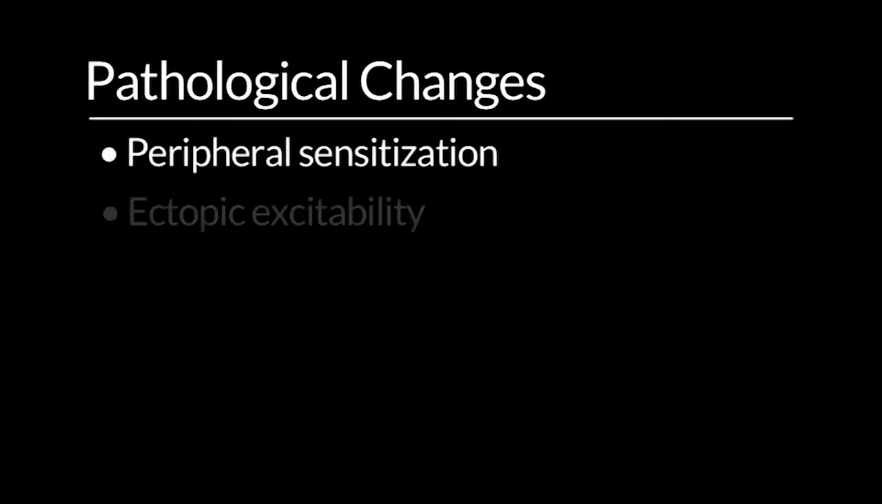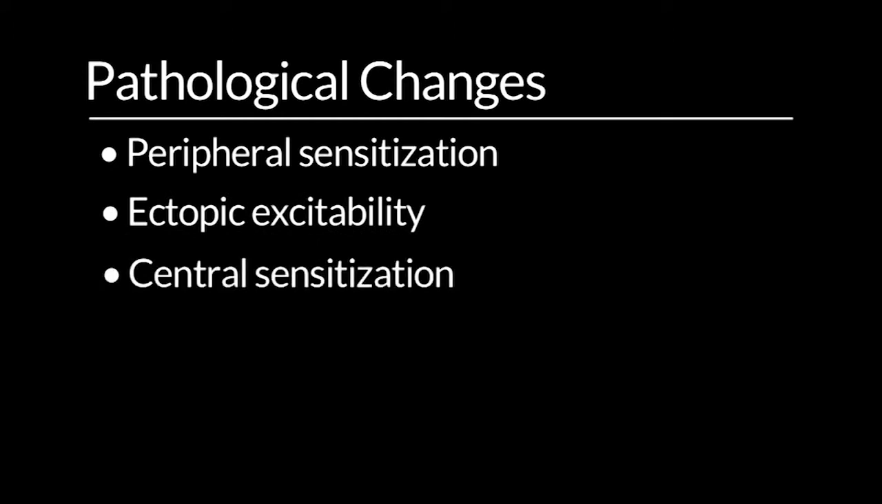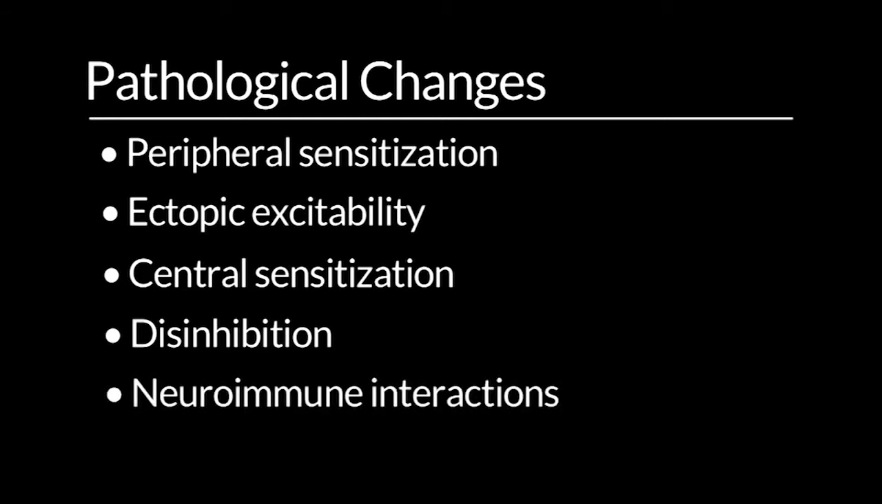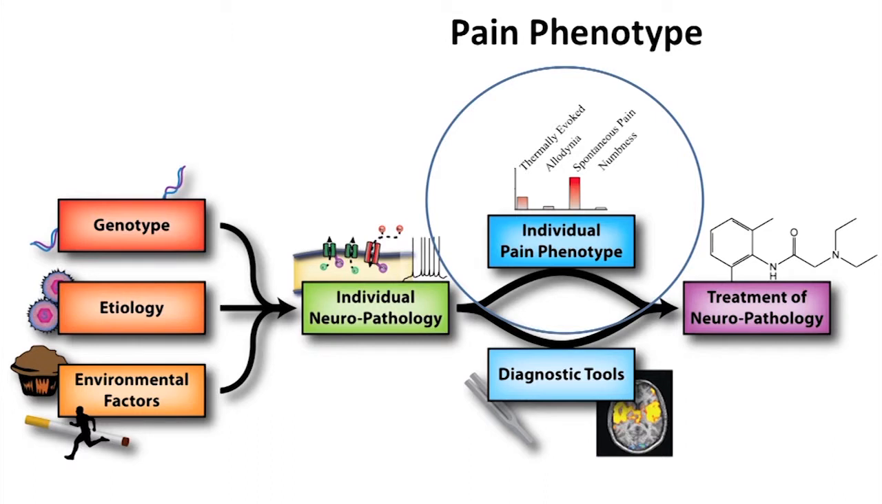So I hope I've given you some insight into the way in which etiological factors can act on the nervous system to produce a series of pathological changes. These include peripheral sensitization, ectopic excitability, central sensitization, loss of inhibitory mechanisms, and recruitment of immune activity, which can then drive changes in the function of the nervous system, which manifest in our patient as their pain phenotype, and this then can help us identify the predominant pain mechanisms and therefore the most suitable treatment.